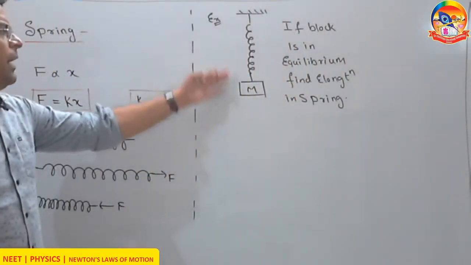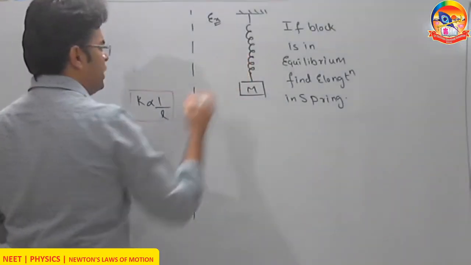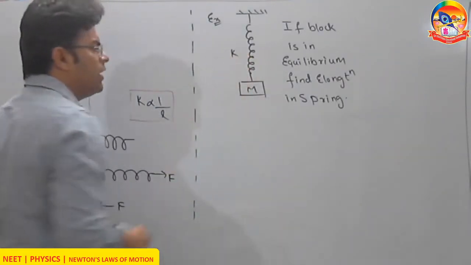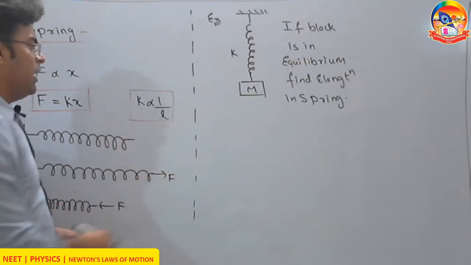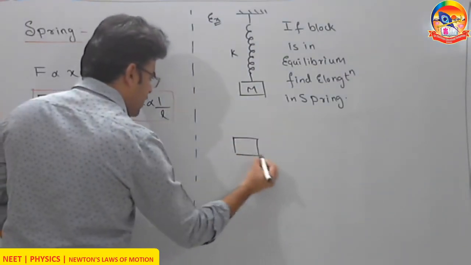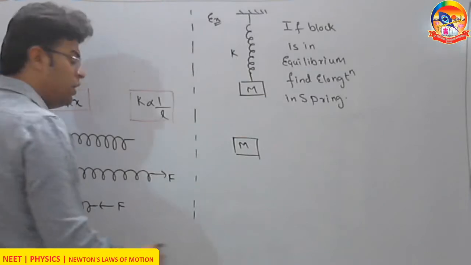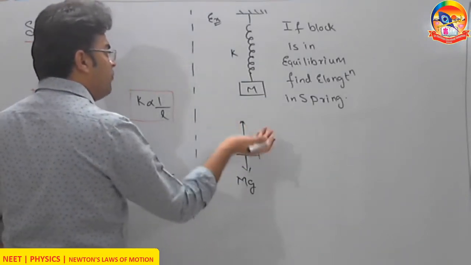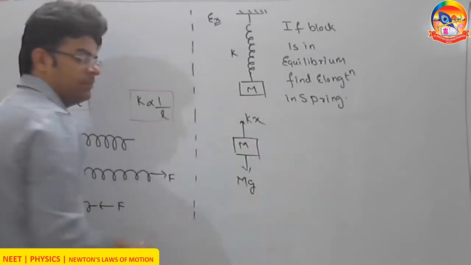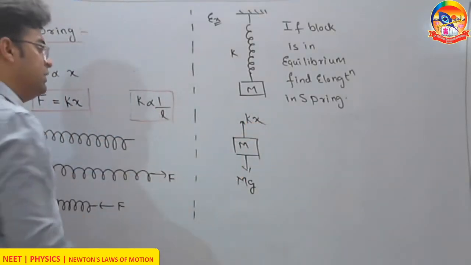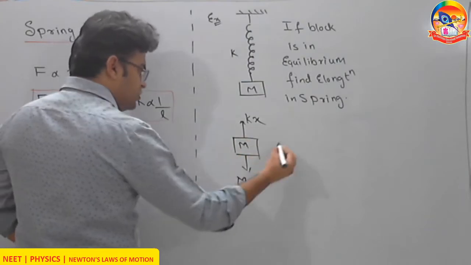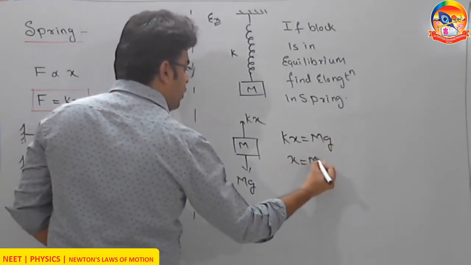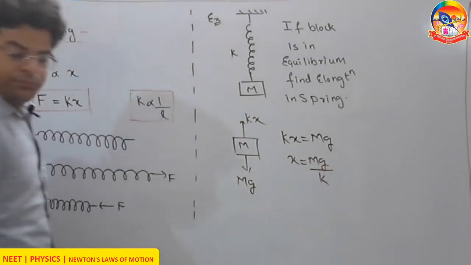There is a block of mass m connected with a spring of spring constant k. The question is, if the block is in equilibrium, find the elongation in the spring. If the block is in equilibrium, then the net force acting on the block must be 0. So the downward force of gravity mg must be balanced by the upward force of the spring, let's say kx. So what has to be the elongation in this spring? If the net force is 0, kx should be equal to mg, or x should be equal to mg by k.